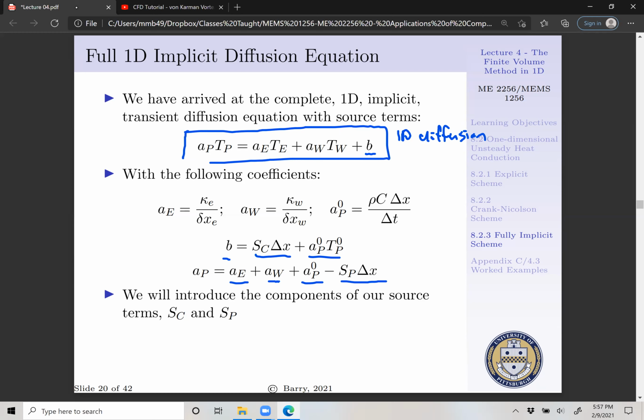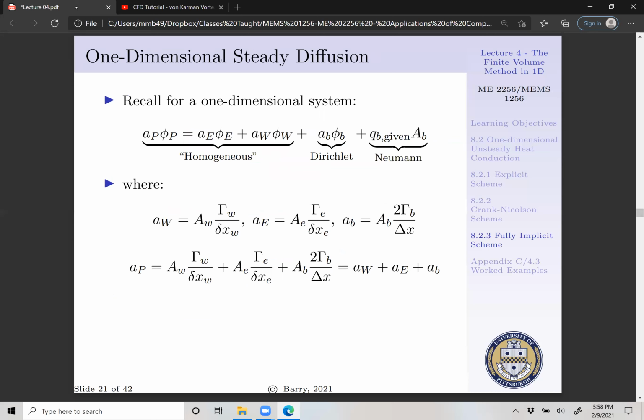Now, this is really useful because source terms appear in many ways, shapes, and forms. So we're going to be referring to this set of equations because we have two examples associated with this. Now, what we're going to do is look at our 1D system where we express our diffusion equation as a_P phi_P. Now we're just going to jump back to phi for a conserved quantity, equal to a_E phi_E plus a_W phi_W. This is going to be our homogeneous equation.